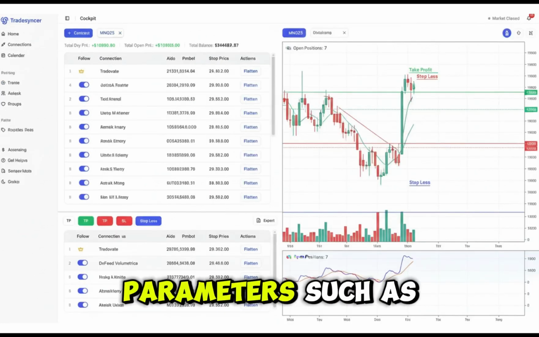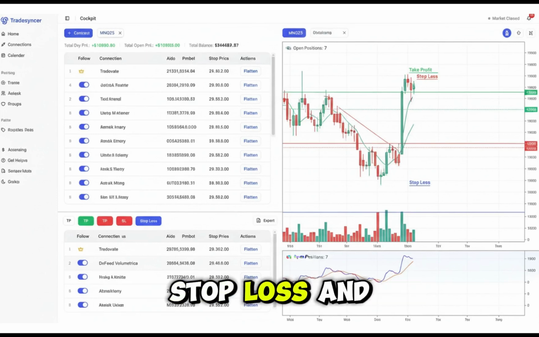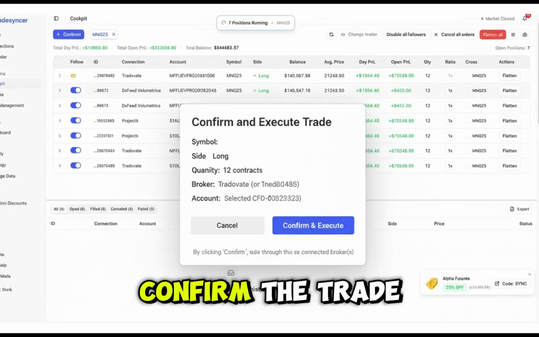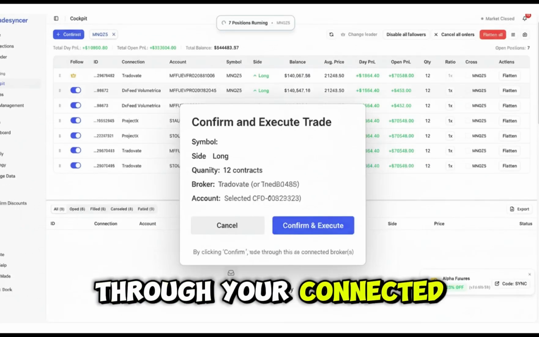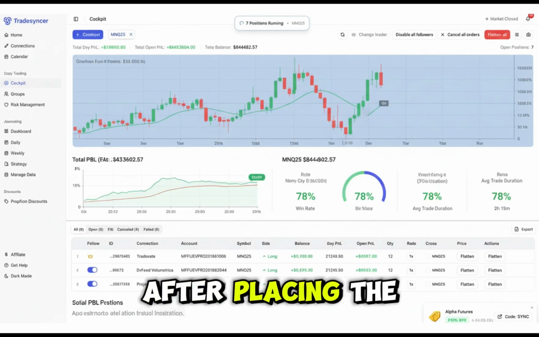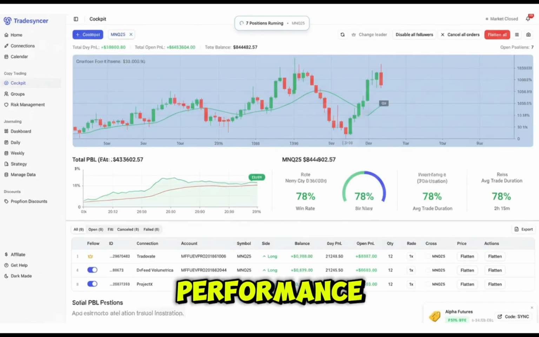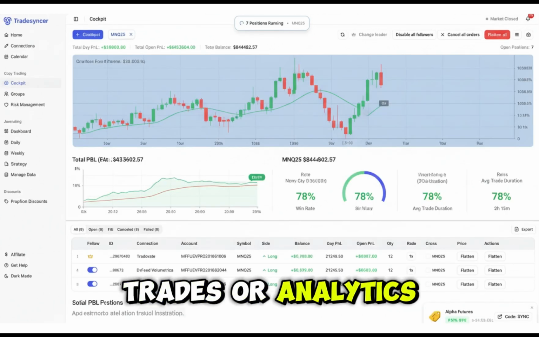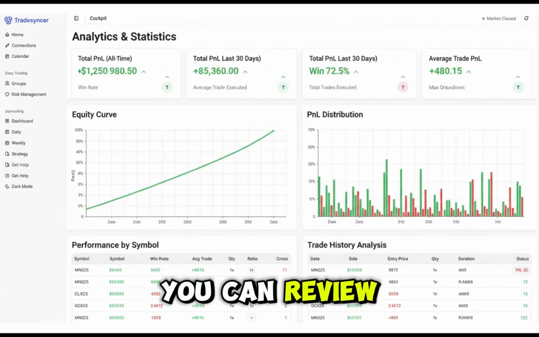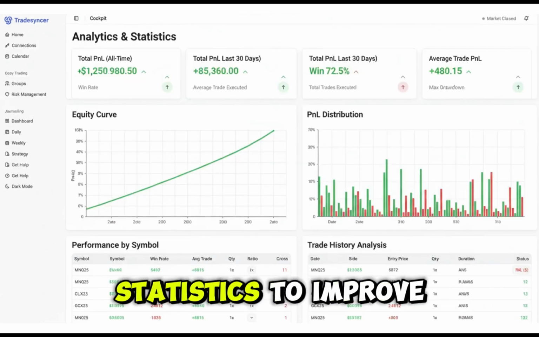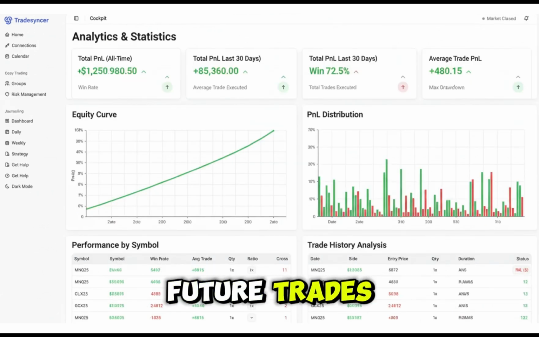Enter your trade parameters such as entry, stop loss, and take profit. Confirm the trade and execute it through your connected broker. After placing the trade, monitor its performance from the Open Trades or Analytics section. You can review your profit, loss, and trading statistics to improve future trades.